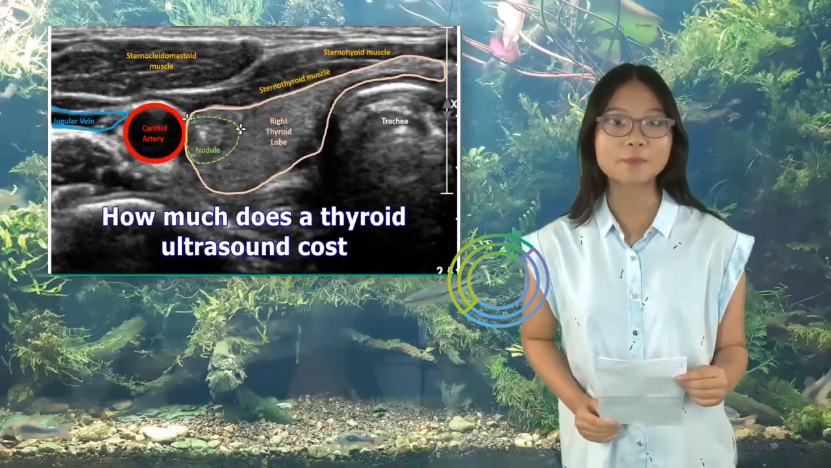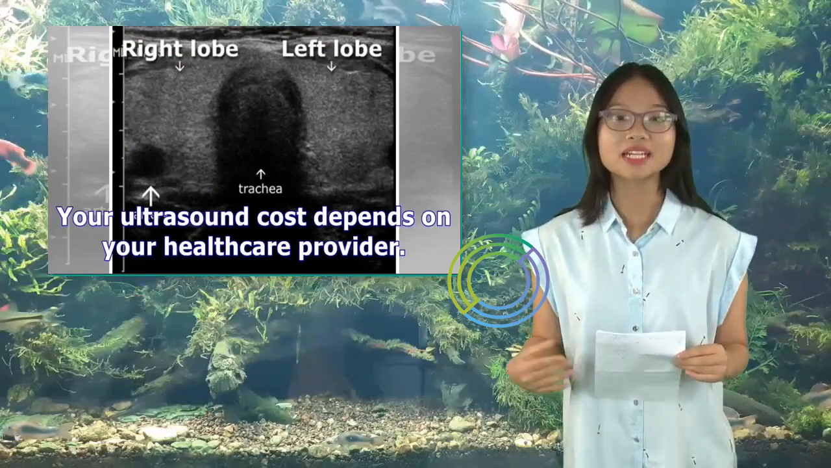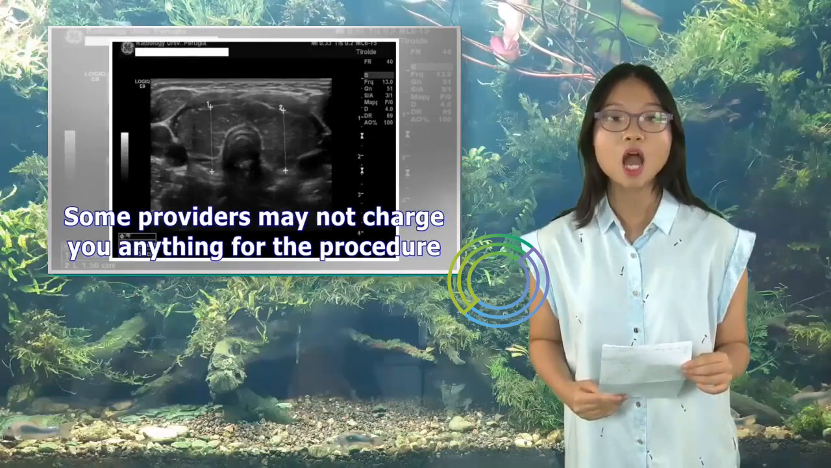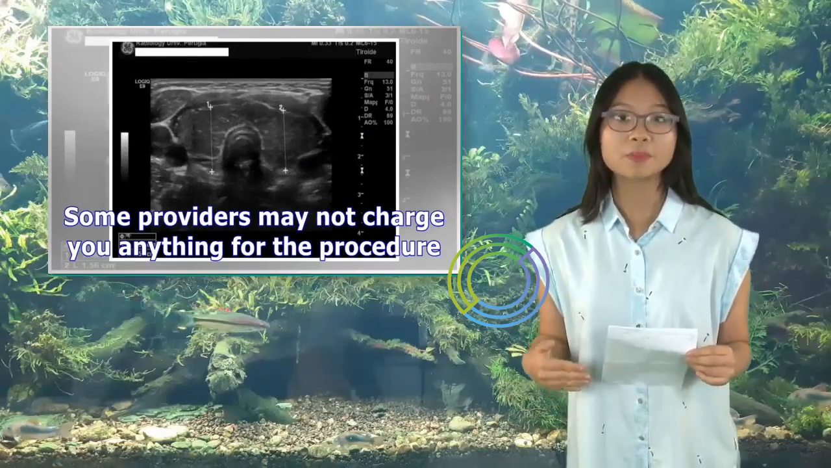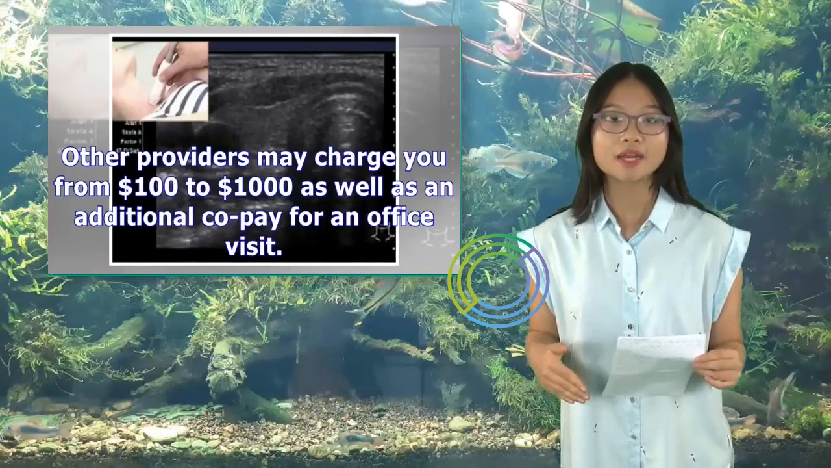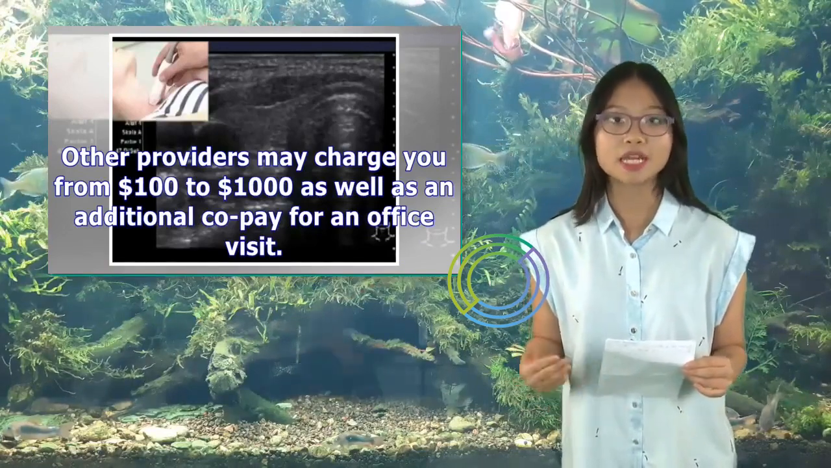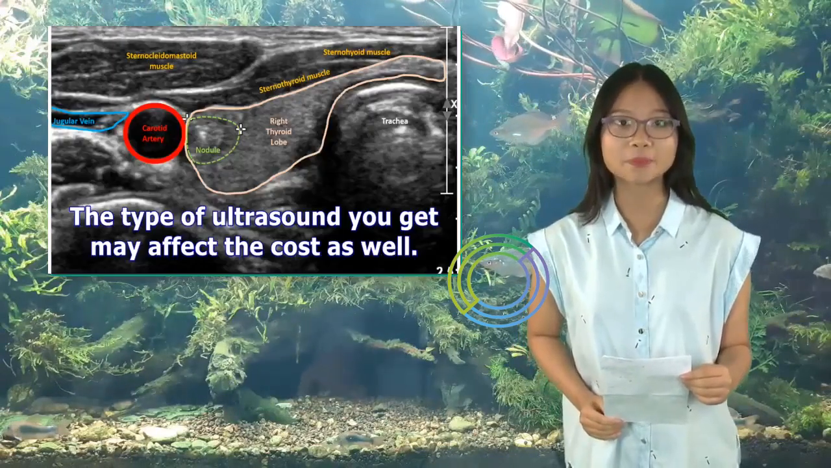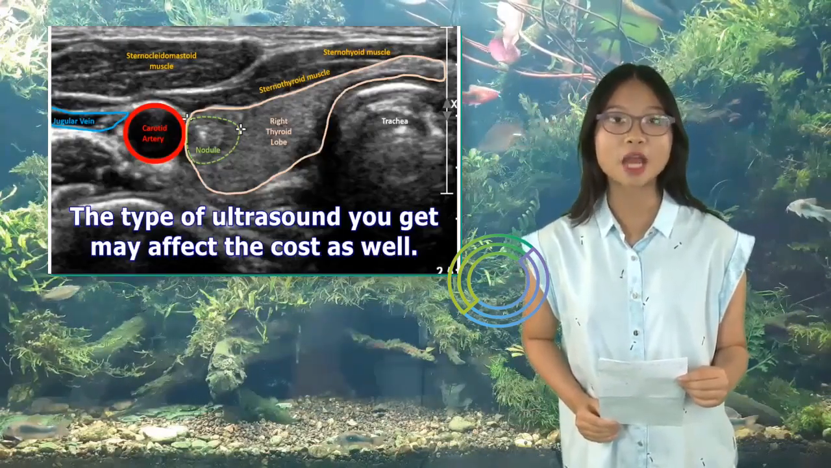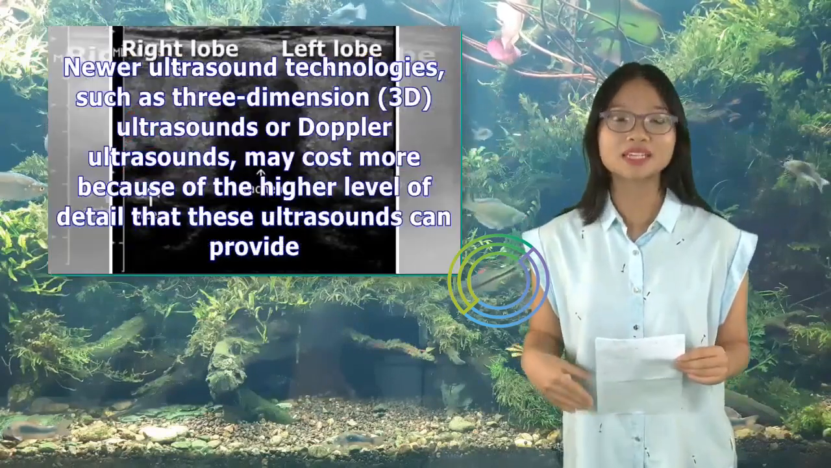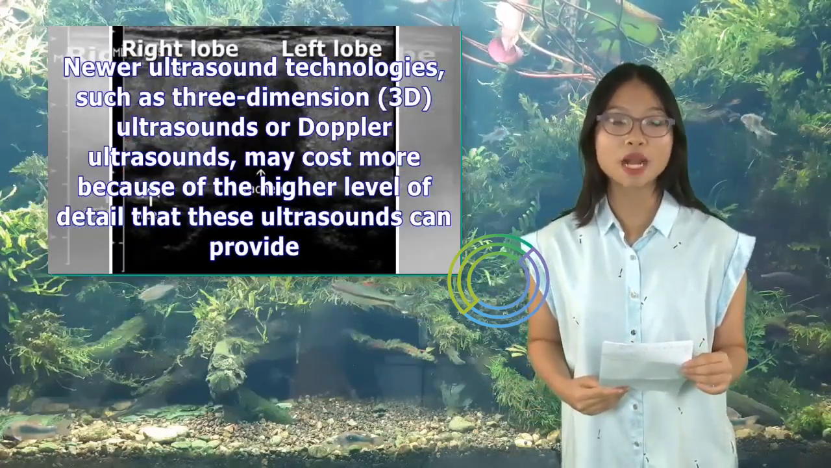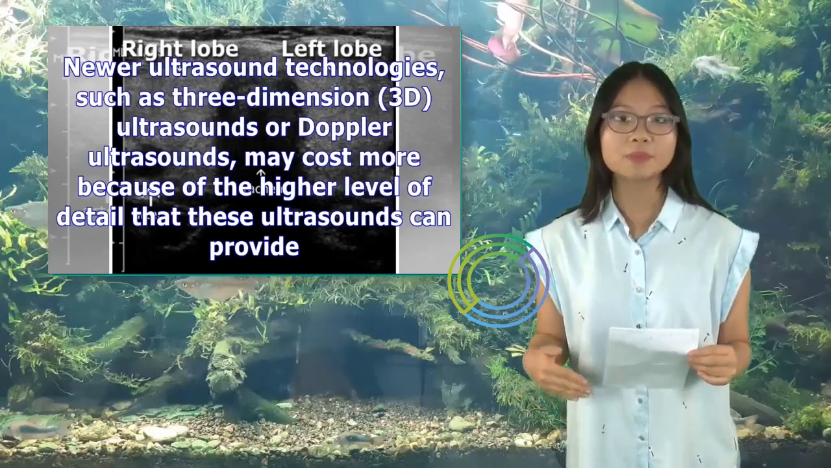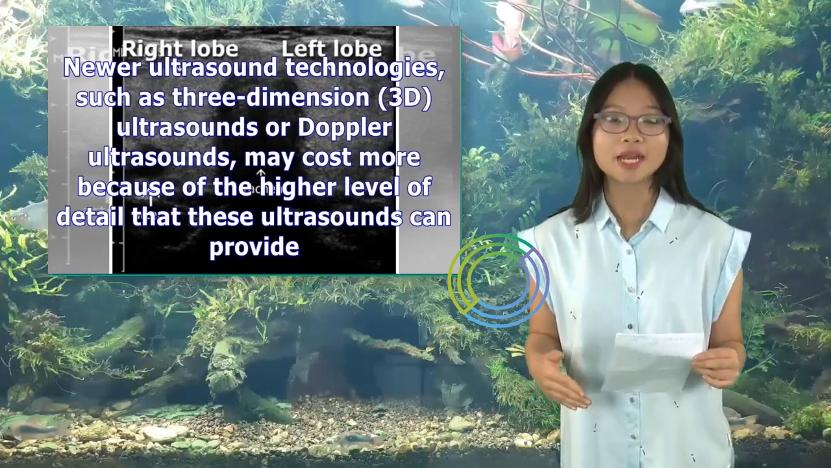How much does a thyroid ultrasound cost? Your ultrasound cost depends on your healthcare provider. Some providers may not charge you anything for the procedure. Other providers may charge you from $100 to $1,000, as well as an additional copay for an office visit. The type of ultrasound you get may affect the cost as well. Newer ultrasound technologies, such as 3-dimension, 3D, ultrasounds or Doppler ultrasounds, may cost more because of the higher level of detail that these ultrasounds can provide.